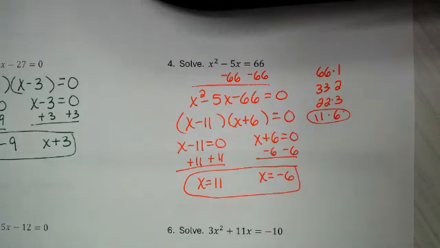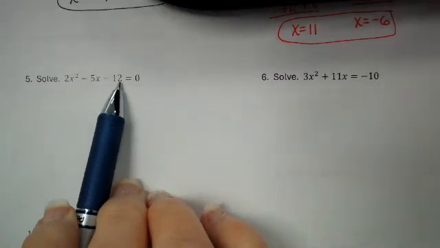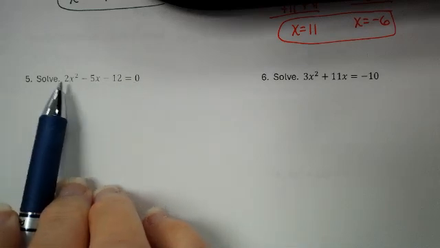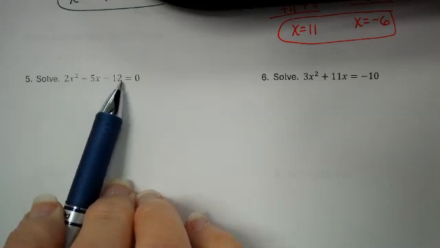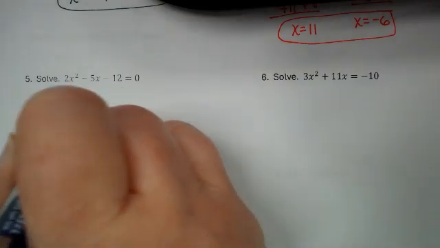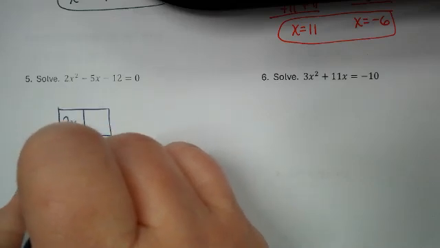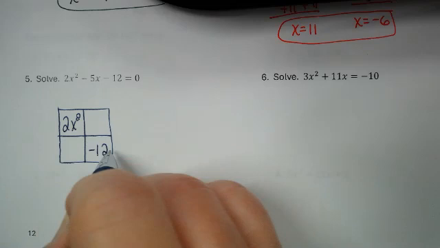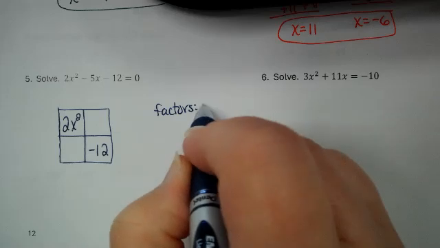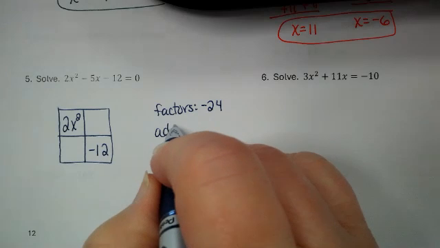All right, let's see what's next. Well, next we have 2x squared minus 5x minus 12 equals 0. It is equal to 0 already, but I notice it's got a 2 in front, and it's not a GCF. So this is where, when we practiced, we went for this box method. So we start with our 2x squared in the corner, our negative 12 in the opposite corner. I need factors of negative 24, multiply those together, and they have to add up to negative 5.